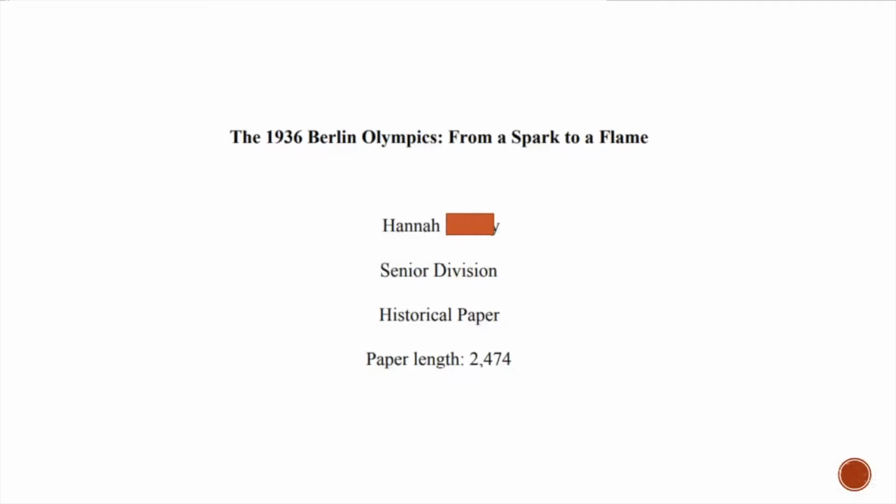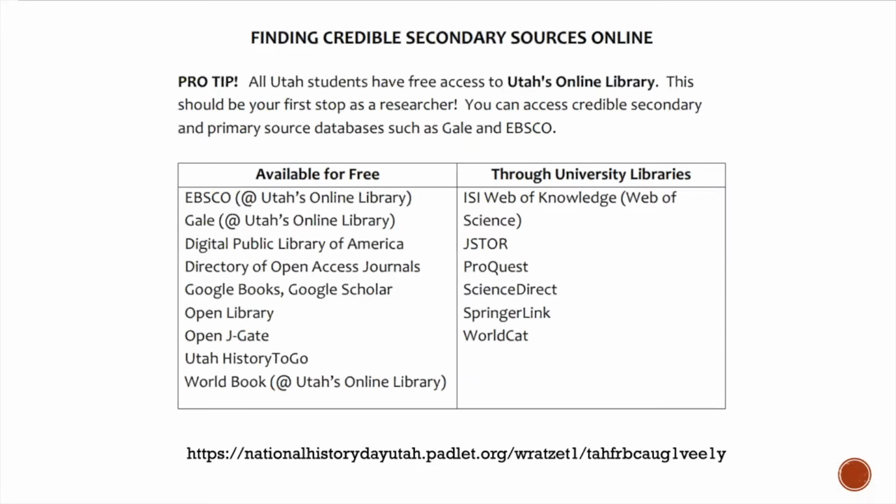Choose a topic that interests you and relates to the theme. Our example paper is on the 1936 Olympics. The theme of the year was conflict and compromise. Conduct your research using credible primary and secondary sources. Connect to the NHD Utah Padlet through our website to help find helpful resources for research.